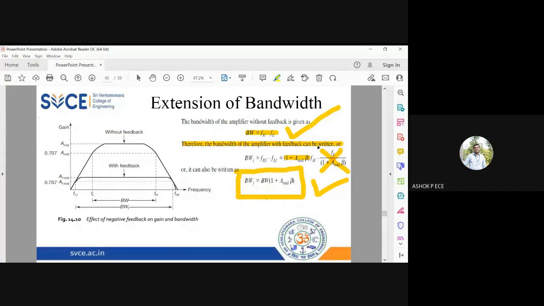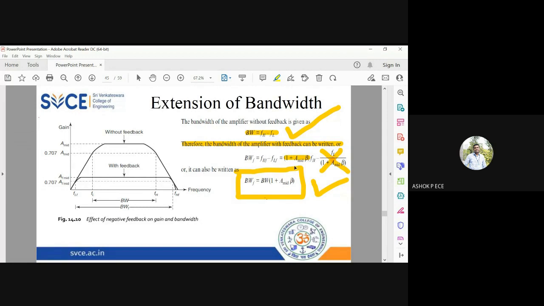When you have only FH, that FH will be your bandwidth. See, for amplifiers whose response is like this, the lower cutoff frequency is not there. So we'll take the lower cutoff frequency to be 0. The upper cutoff frequency is FH. So the bandwidth is FH minus 0, or it is FH. If you consider this case, we are ignoring the component of FL. So only the upper cutoff frequency is there, and the bandwidth is going to be FH. So I'm replacing FH by bandwidth, and (1 plus A mid beta) is multiplied by the bandwidth.